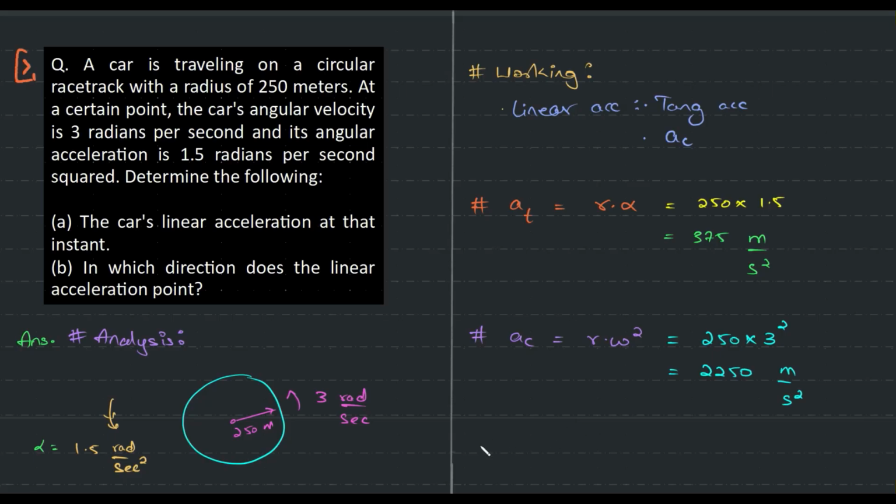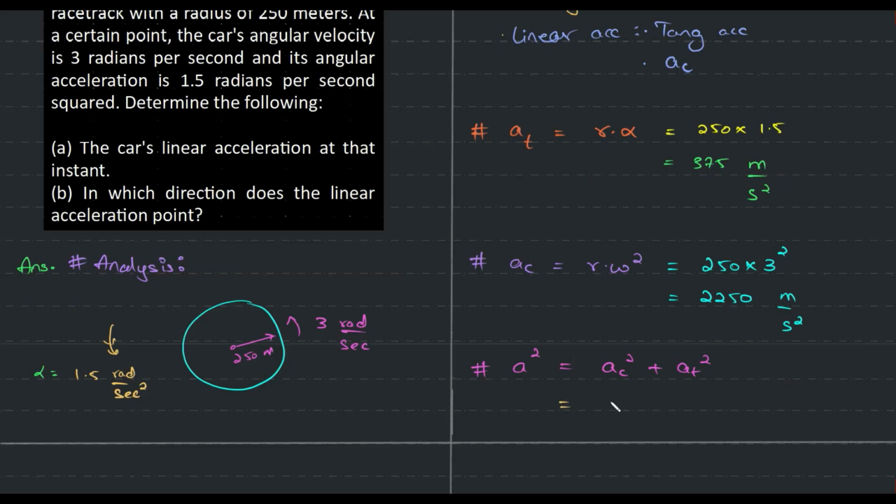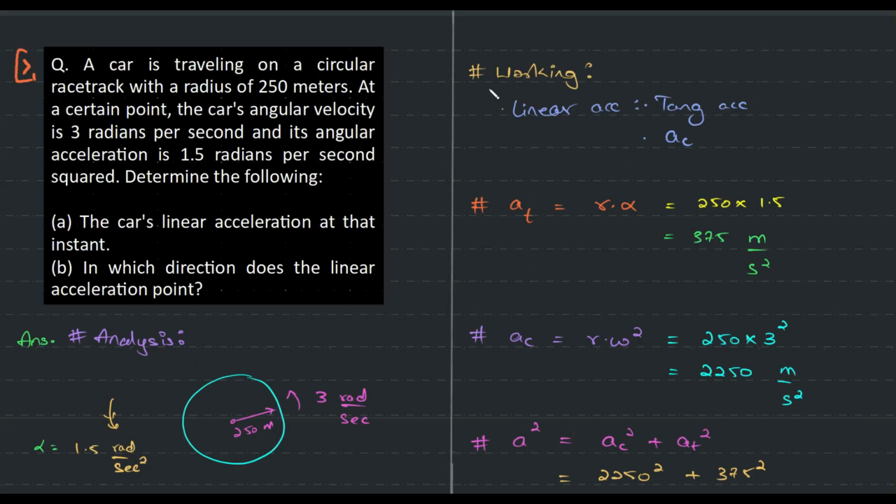And now your linear acceleration, since they are mutually perpendicular, we have A square equal to A_C square plus A_T square. So this is 2250 square plus 375 square. Solve it, the unit will be meter per second square, and done. So all of this is your question A.